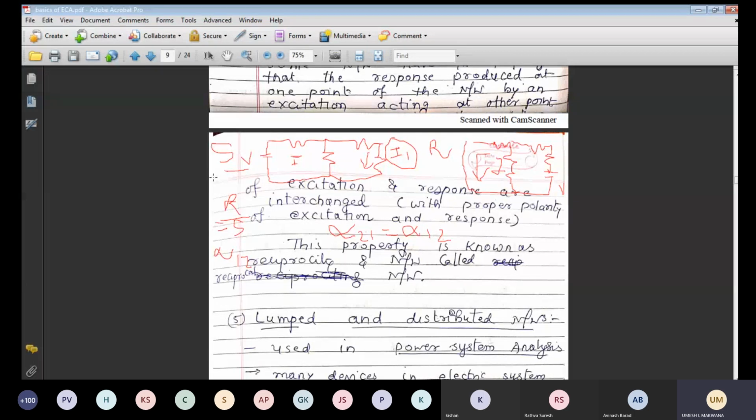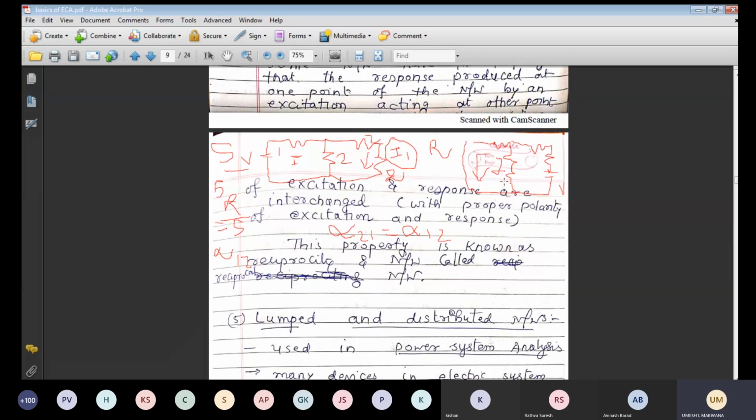Suppose this voltage is 5 volt. Just take a picture of this circuit, I am just giving the values. Suppose this is 1 ohm, this is 2 ohm, this is 2 ohm, and this is again 2 ohm. So you have to find I1, then take the ratio of I1 to V1, which is alpha 1,2. Now you have to take another case.